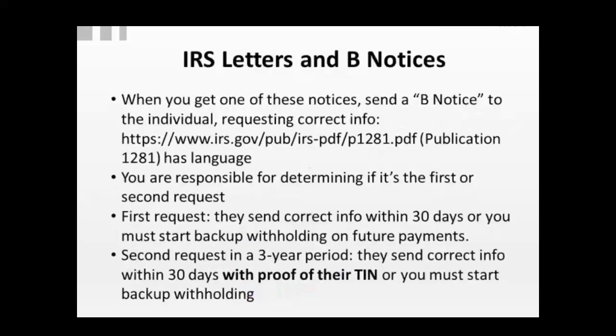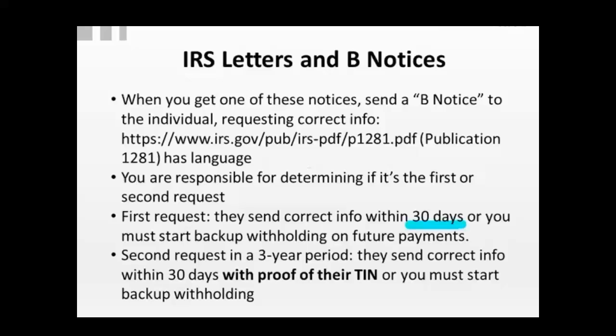So how do you respond to one of these letters? Well, what you do is you send out what's called a B notice, and suggested language for B notices can be found in IRS Publication 1281. You are responsible for knowing if it's the first or second B notice, and that's key because the B notice determines how long they have to respond and what they need to send you. If it's the first B notice, that means it's the first time there's been a problem with that contractor. They have 30 days to send correct information to you, or you'll have to start backup withholding on future payments to them.